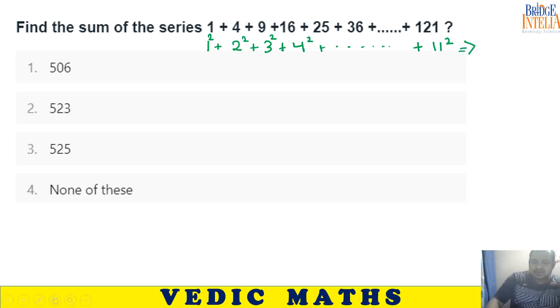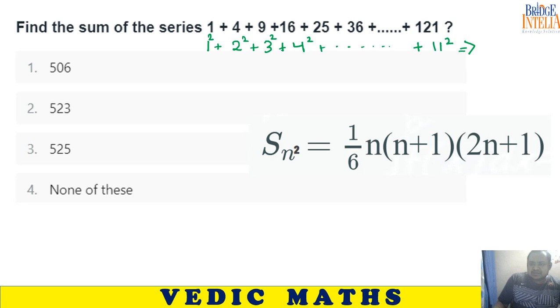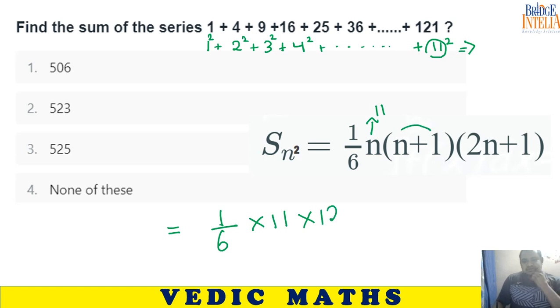You can use the formula. So this is the formula. You have stopped at 11. So in place of n, you have to write 11. You will get the answer. So let's see. So 1 by 6 into 11, n plus 1. So 11 plus 1 is 12 into 2n plus 1. So 2 into 11, 22. 22 plus 1, 23.